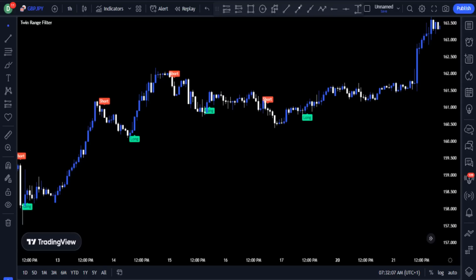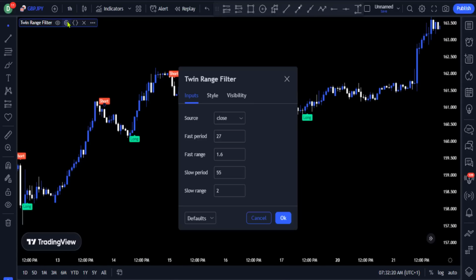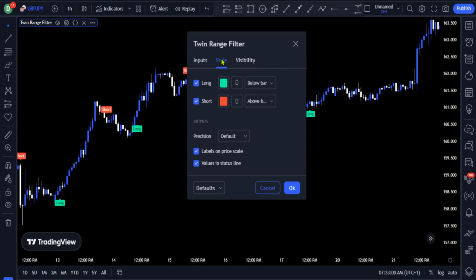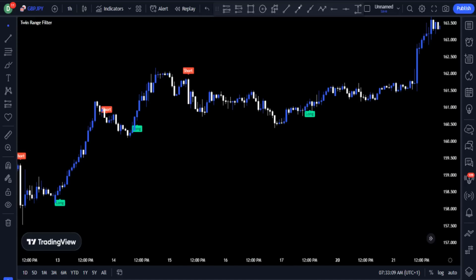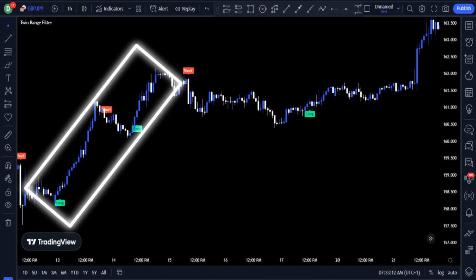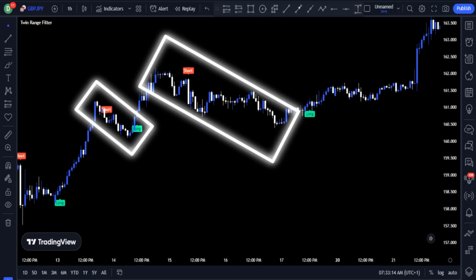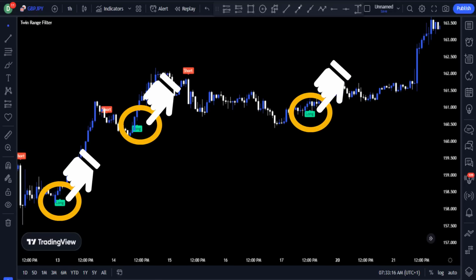Now that we have added the indicator to our chart, let's take a fast look at its settings and make some adjustments. So here on this input section, you are going to change this fast period to 50, the slow period to 35, and the slow range to 3. The style section has no significant settings to change, and then click on the OK button. Now, you can see that here, in a trending market and after successful pullbacks, you will get a long signal from the Twin Range filter and the price will shoot up and continue trending to the upward direction.